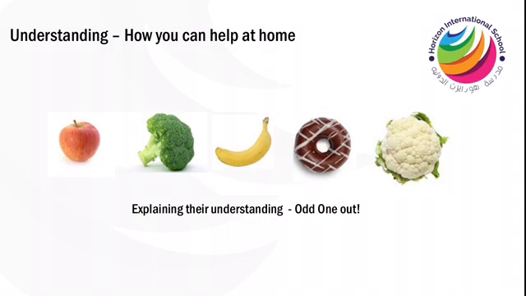A game which requires children to explain their understanding is Odd One Out. To play this game, you need a lineup of objects, and one of these objects will not be related to the rest of the lineup. Challenge your child to identify the object which does not belong there and to explain their reasons why.